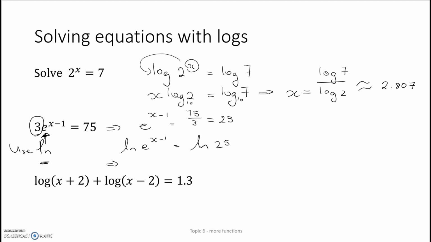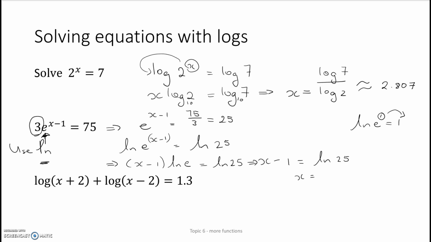Now we can bring the power down to the front. And this is where it becomes so easy, because natural log of e is 1, because what that's saying is, what power of e is e, and the answer is 1. So now we can say that x minus 1 equals natural log 25, so x equals natural log 25 plus 1.